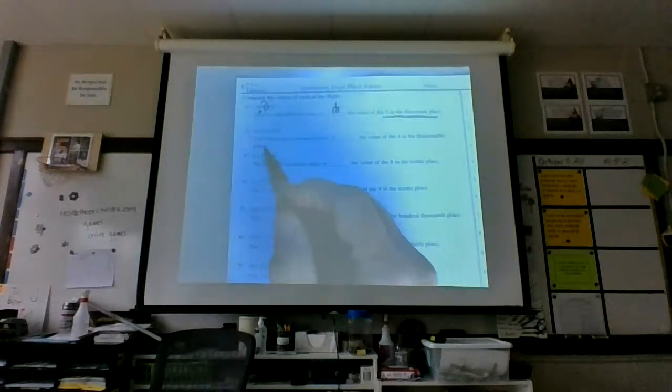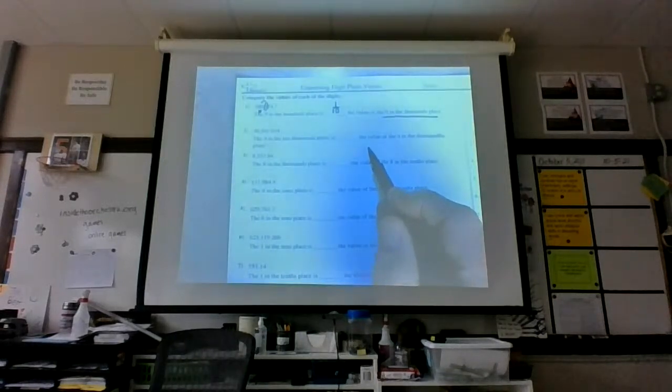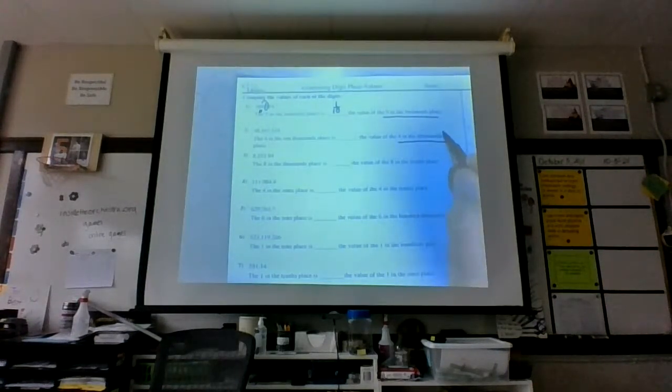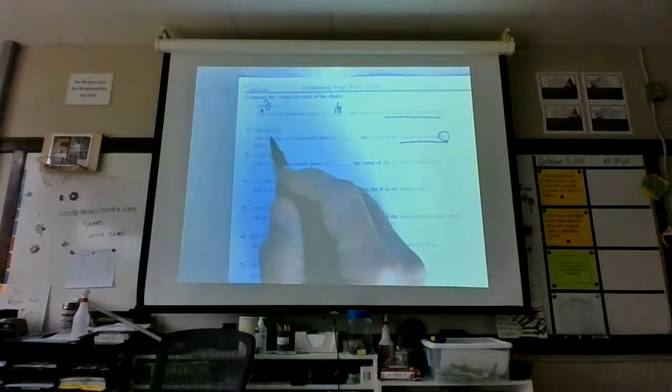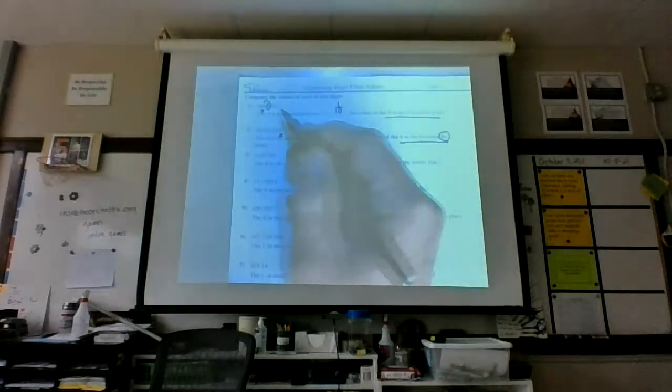Now let's do the next one. The 4 in the 10,000s place is what value compared to the value of the 4 in the thousands? I'm going to underline this. That's the last one mentioned. I'm going to circle THS. That tells me I'm going to find this 4 behind the decimal point. So we're going to start right there. Which one do they want to compare it to? The 4 in the 10,000s.